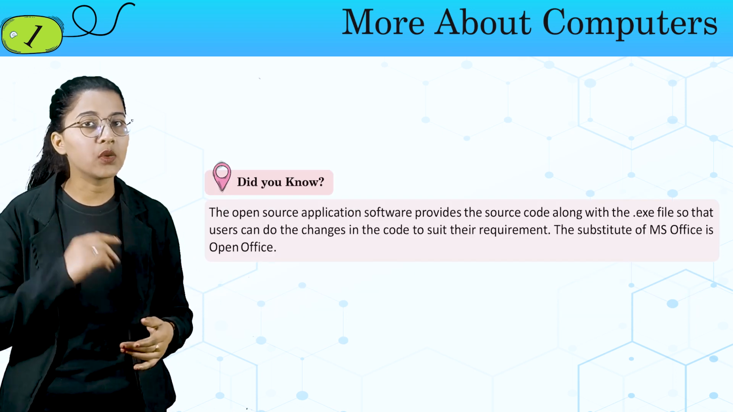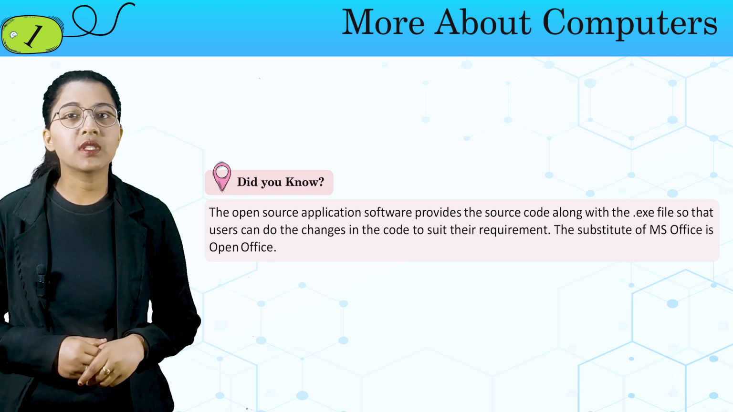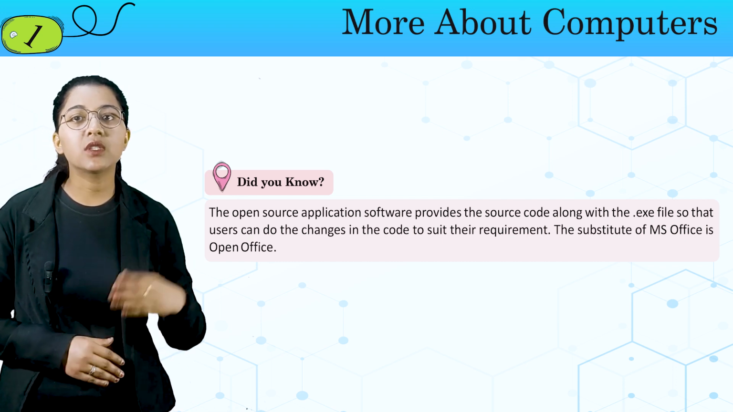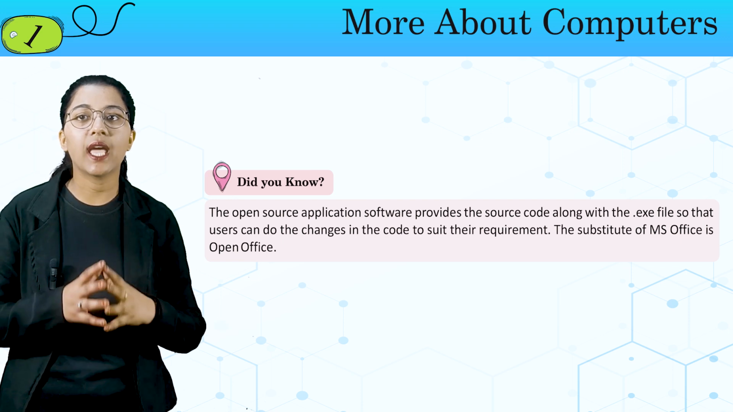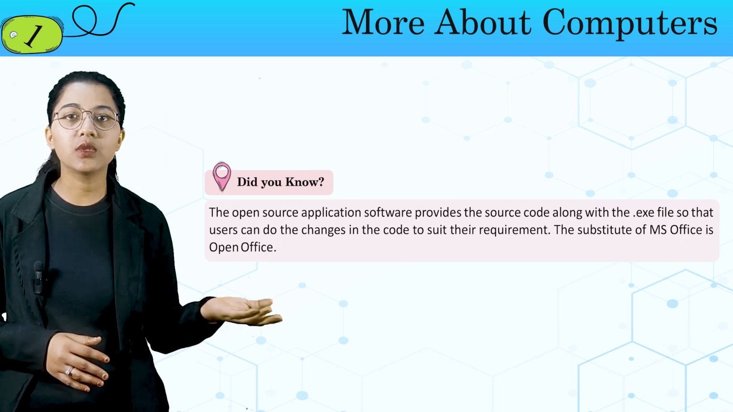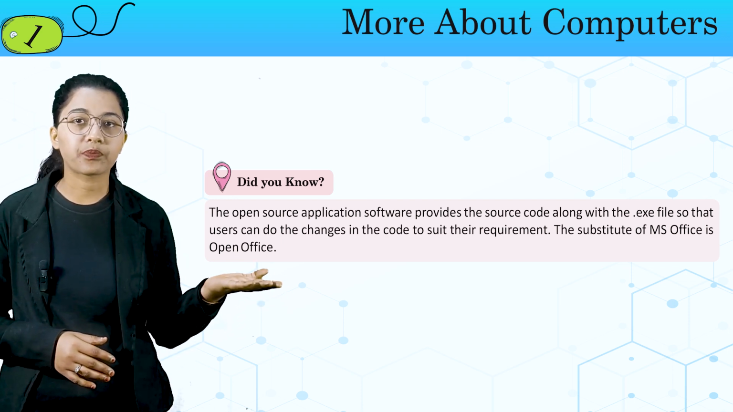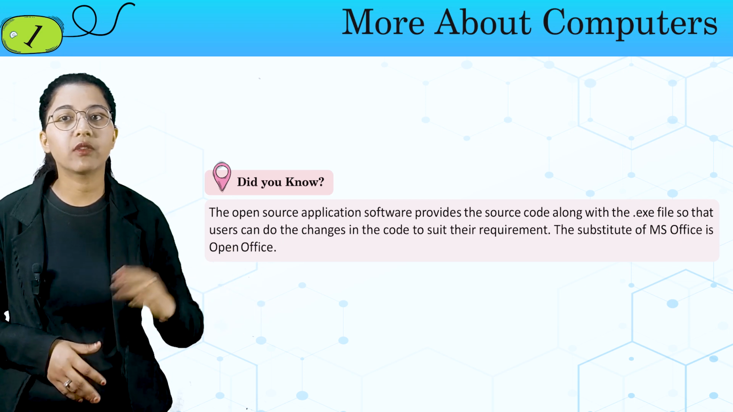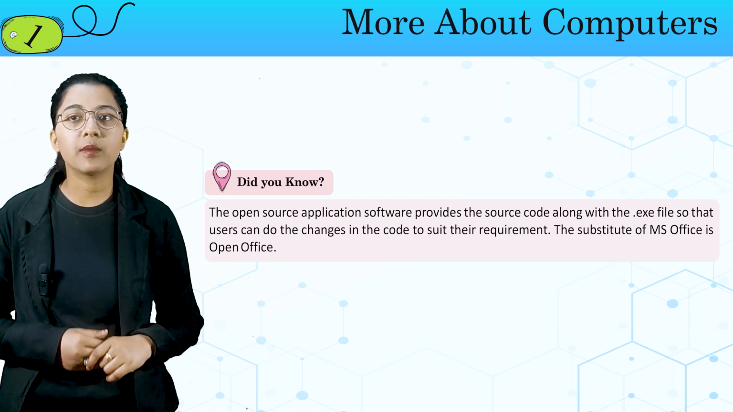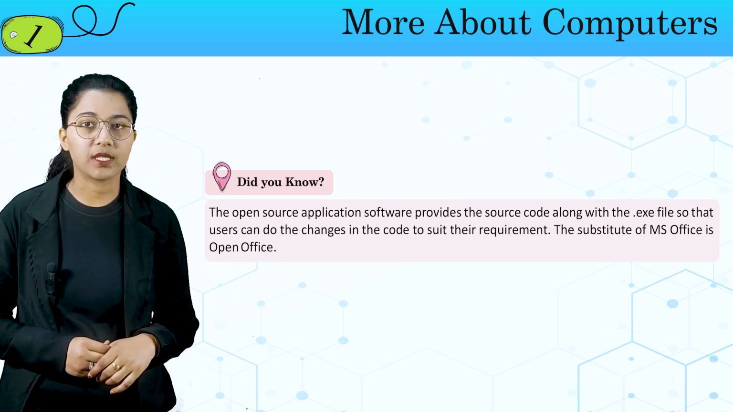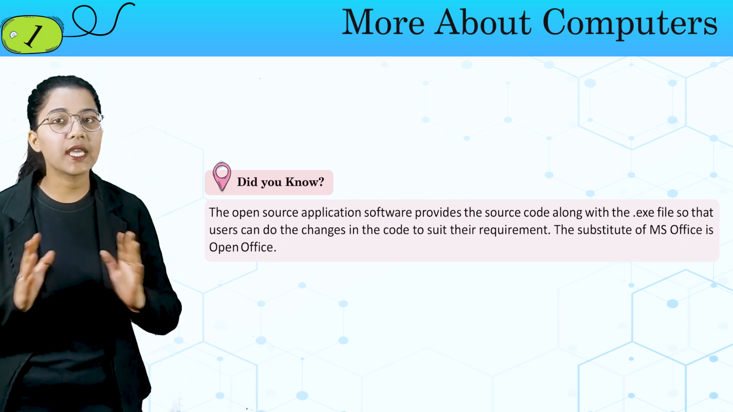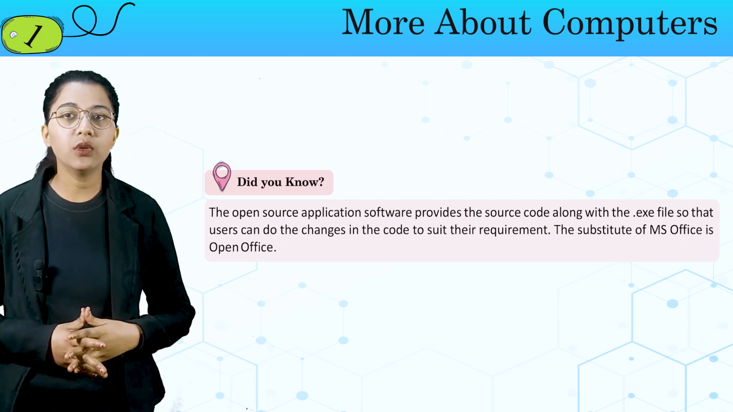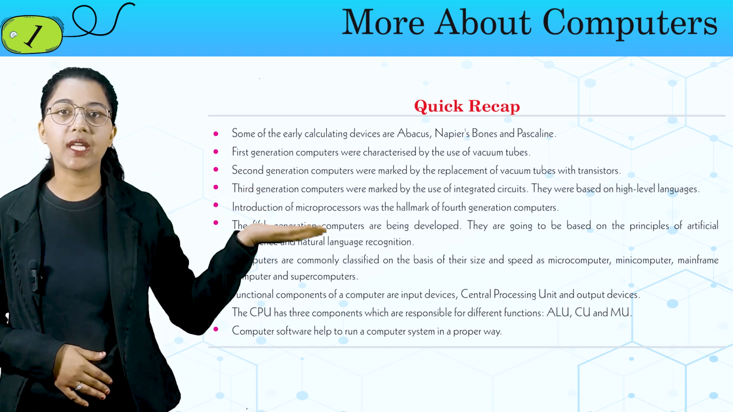Now students, did you know the open source application software provides the source code along with the executable file so that the user can do the changes in the code to suit their requirement. The substitute of MS Office is OpenOffice. Now students, this is the end of our chapter. So let's read some quick recap.